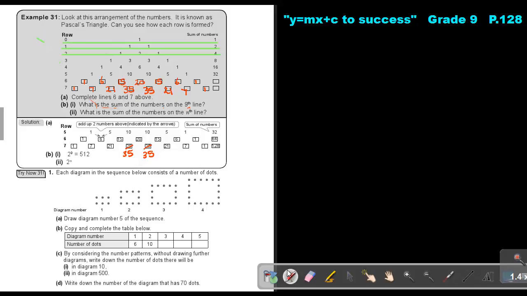This is 2 to the power 0. This is 2 to the power 1, because that's 2. This is 2 to the power 2, that's 4. This is 2 to the power 3, that's going to be 8. 2 to the power 4, 16. So it's 2 to the power 9, which is 512. And what is the sum of the nth line? It's just 2 to the power n. It's just a formula that I write down.